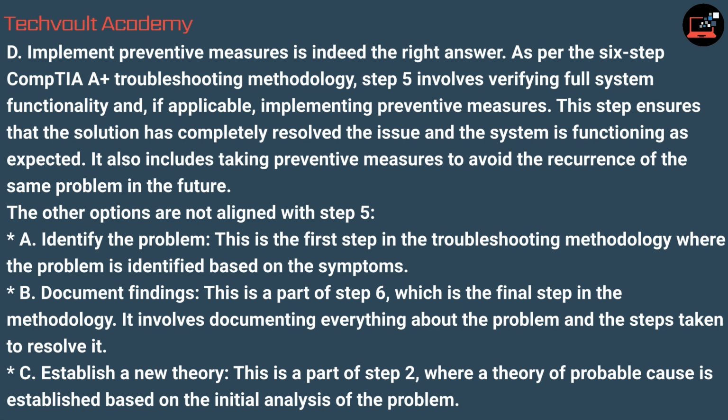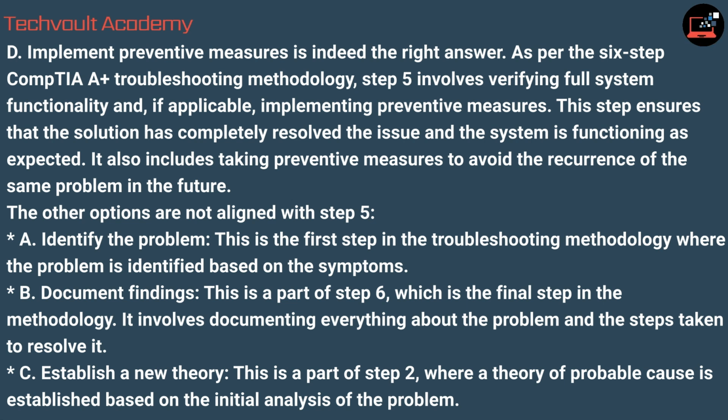As per the 6-step CompTIA A+ troubleshooting methodology, Step 5 involves verifying full system functionality and, if applicable, implementing preventive measures. This step ensures that the solution has completely resolved the issue and the system is functioning as expected. It also includes taking preventive measures to avoid the recurrence of the same problem in the future. The other options are not aligned with Step 5.